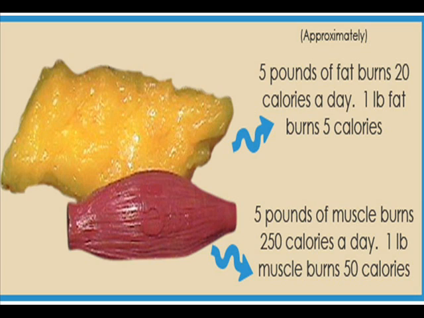And the muscles burn more calories. So these 5 pounds of fat burn only 20 calories a day. But the same amount, the 5 pounds of muscle, burn 25 calories per day. So look here. Muscle takes less space and burns more calories.